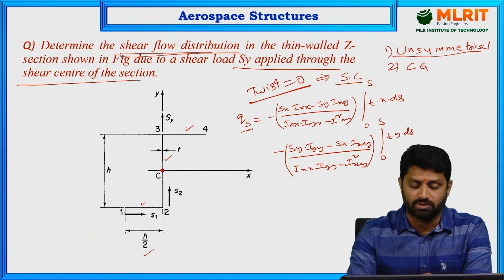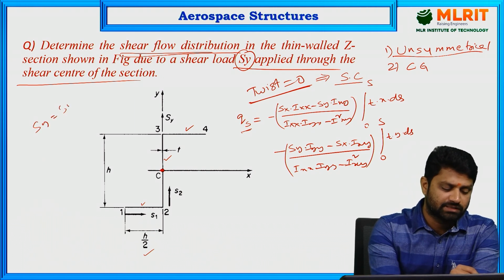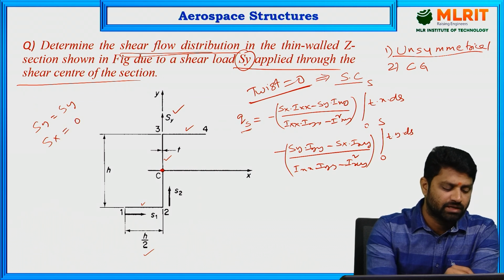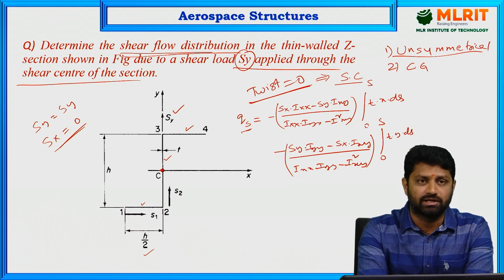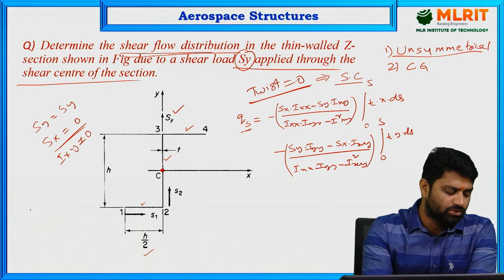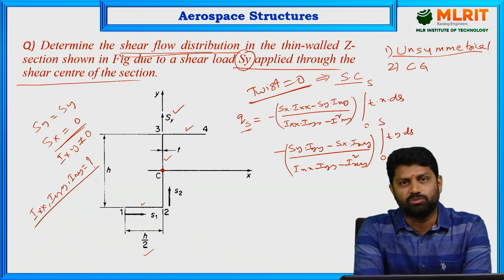If you look at the given data, Sy is applied through the shear center, so you can consider Sy as applied here, and since the horizontal shear load is not given, you can substitute it as 0. Since the given section is unsymmetrical, the product of inertia is also not equal to 0. So you have to find the moments of inertia Ixx, Iyy along with Ixy first for the analysis.